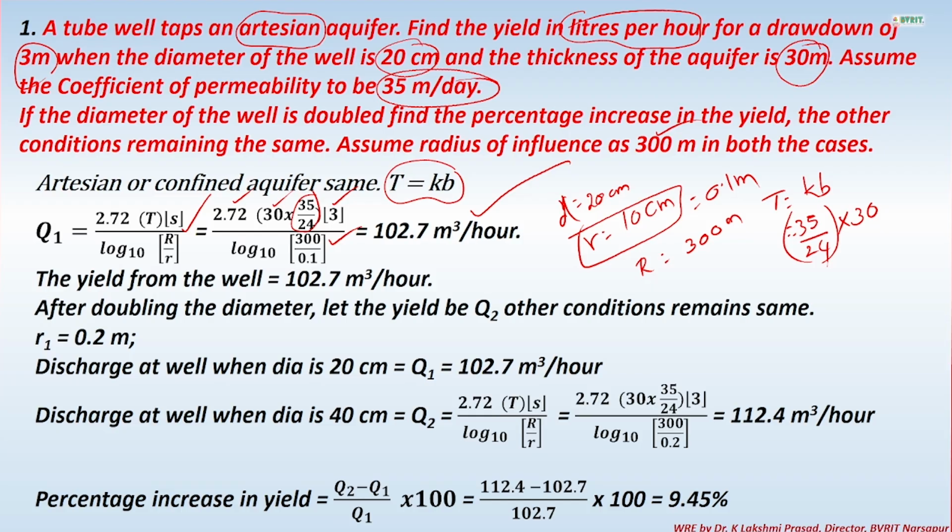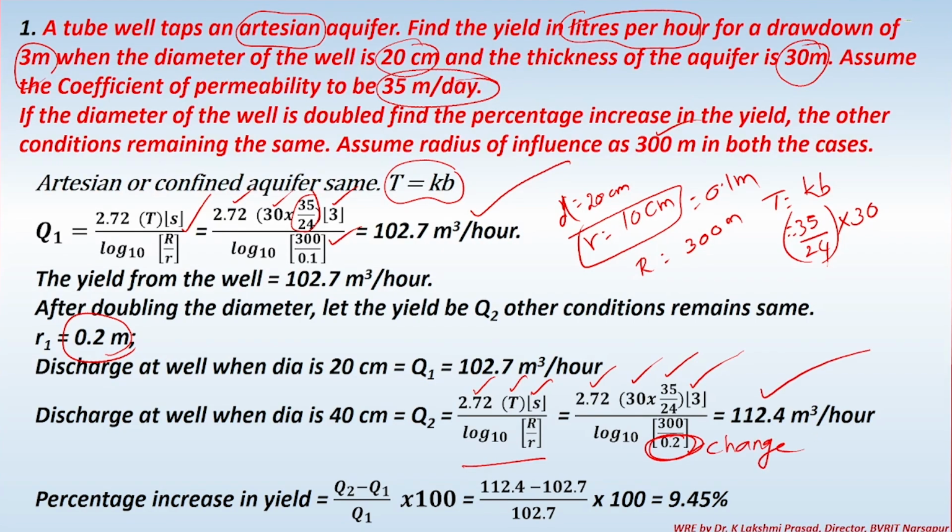Now the diameter of the well is doubled. So instead of a diameter of 20 centimeters, it became 40 centimeters. Then what is the radius? The radius is 0.2 meters, 20 centimeters. The rest of the things are the same. So 2.72 T S divided by this. So 2.72, 30, 35 by 24. This is the same, basically the drawdown. This is also the same. Only this is the change.